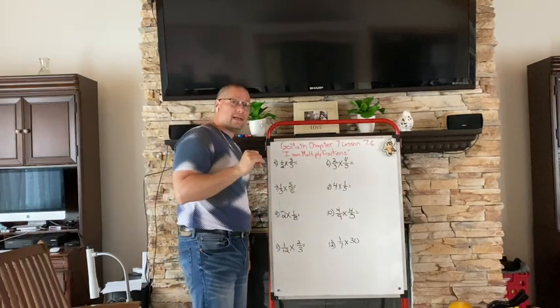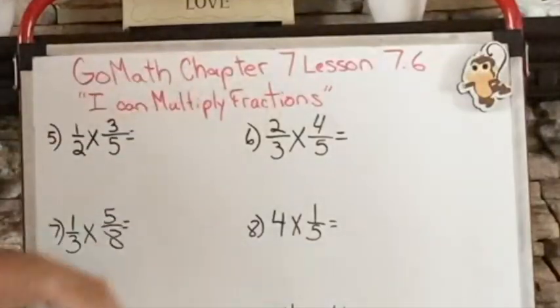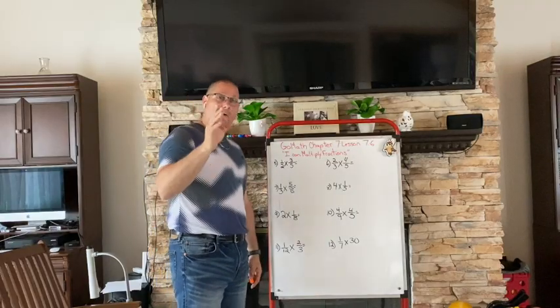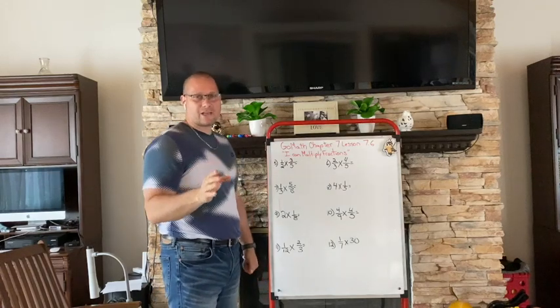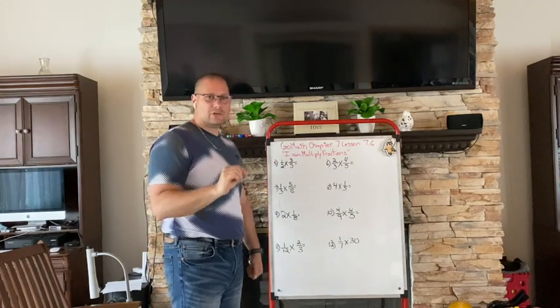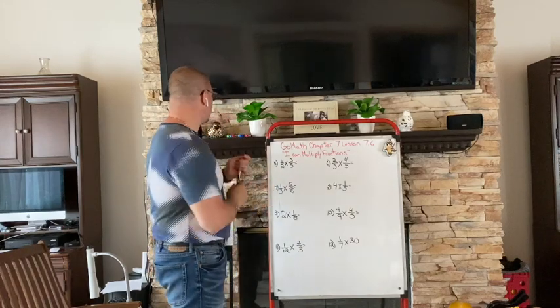Start off with our I can statement. I can multiply fractions. That's what we're doing. We're also learning how to cross-reduce to make that multiplication of the fractions quicker and easier to do. So let's start off. We're going to take a look at number 5.